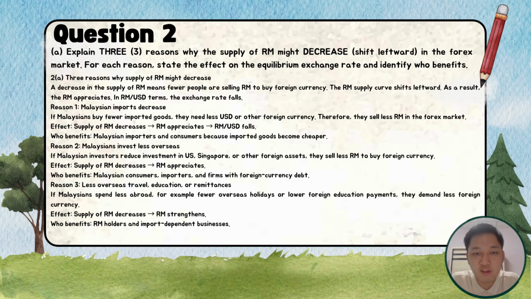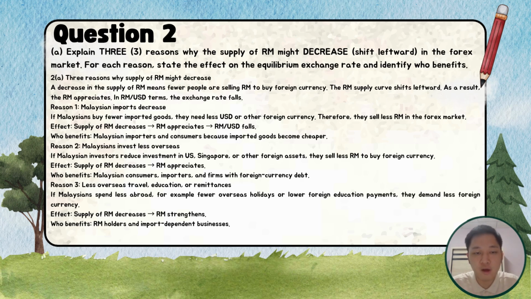Question 2a, I need to explain the 3 reasons why the supply of Ringgit Malaysia or RM might decrease in the foreign exchange market. First, the supply of RM decreases when Malaysians import fewer goods. This is because Malaysian importers need less foreign currency such as USD to pay overseas suppliers. As a result, they sell less ringgit in the forex market. When the supply of RM decreases, the RM becomes stronger. In ringgit per USD terms, the exchange rate falls. Malaysian importers and consumers benefit because imported goods become cheaper.